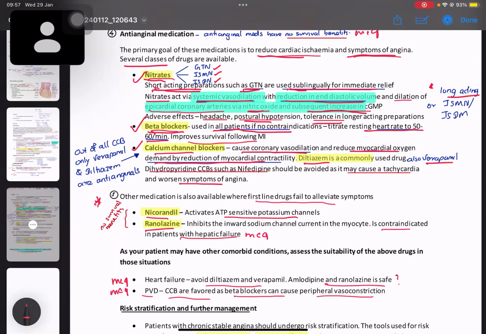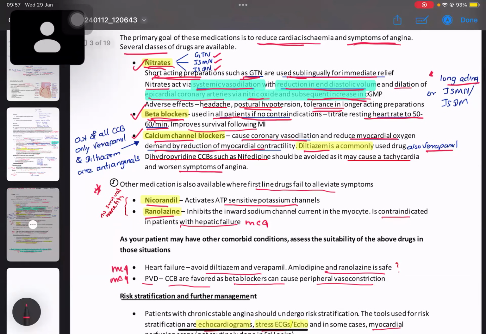Okay, so if you tell that there are nitrates, beta blockers, calcium channel blockers, definitely they will ask what are the nitrates, what are the beta blockers used, what are the calcium channel blockers used. So be ready to tell that answer. So don't tell something you don't know, tell something you know, because you should show that you have knowledge and you are safe to work as a doctor. So always when you're telling the answers, keep that in mind.